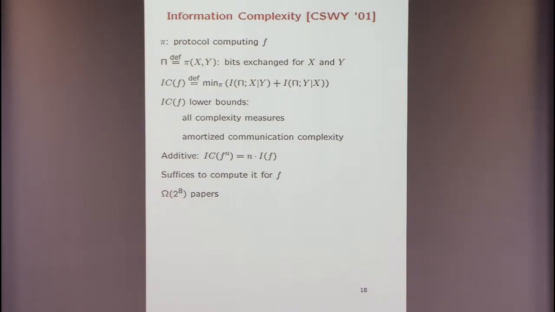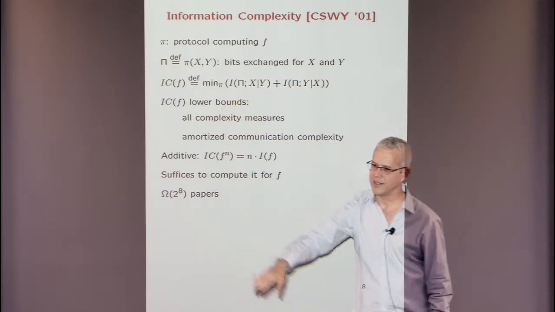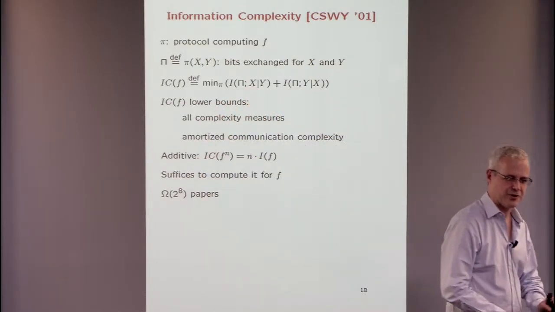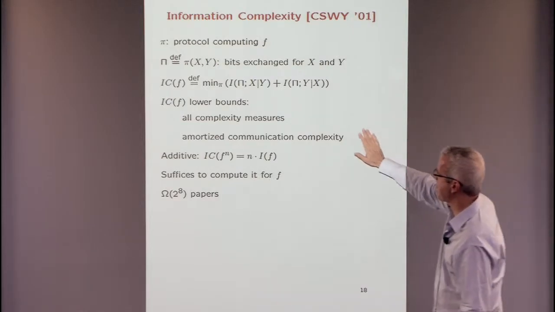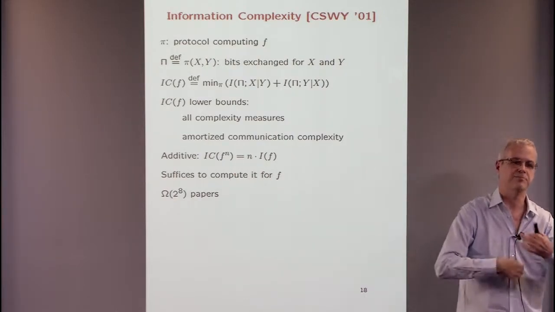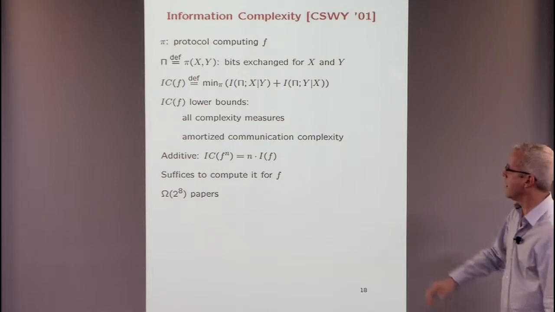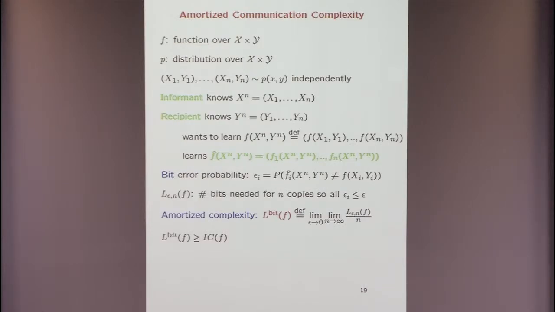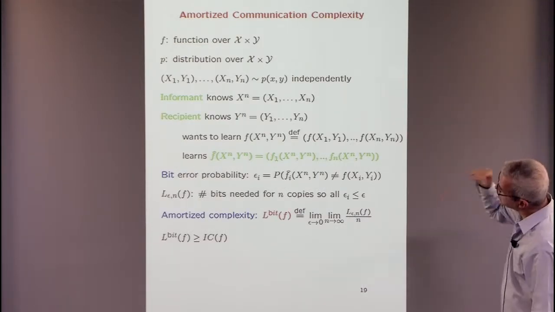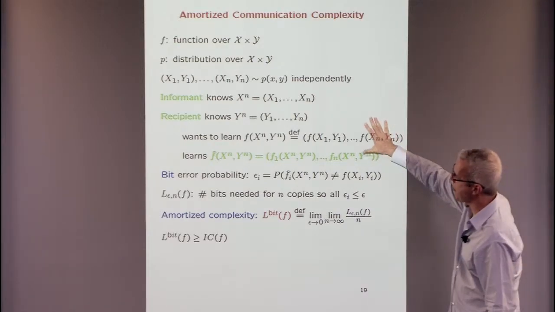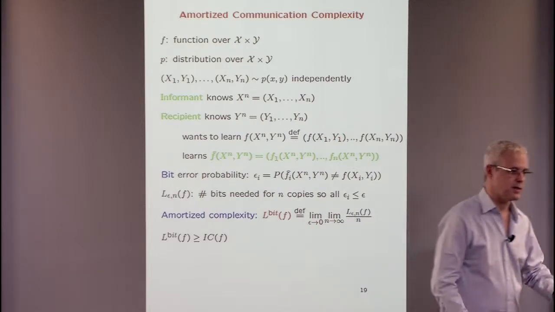Okay, and what it is, it's defined, in the words of Gilad, as a creature which consists of mutual informations, and a minimum over all protocols of conditional mutual informations. And the nice thing about it is that it's additive. If you take the function and look at multiple copies, it just multiplies, and it lower bounds all communication measures that you want. In particular, it also lower bounds the amortized communication complexity, which is where you repeat the function many times and ask how many bits you need per instance.